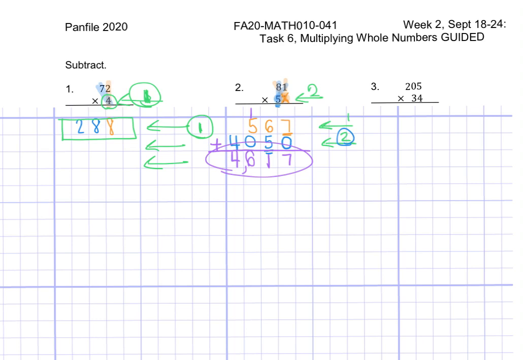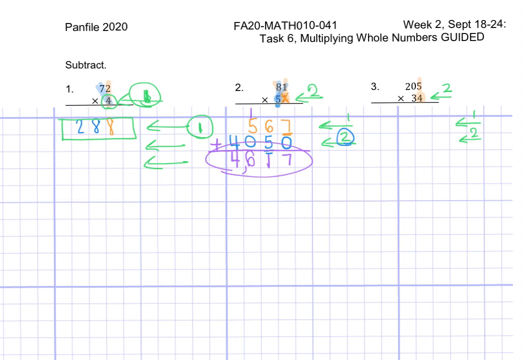All right, let's look at number 3. We're going to do the same thing. Right here we have a 2-digit number that we're multiplying, so we know that we're going to have line 1 and line 2. Okay, so line 1, we are going to start with this 4. We're going to start with the right. So 5 times 4. Now here's the first time we're going to have to carry.